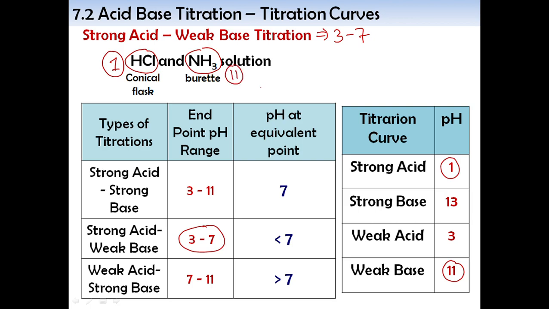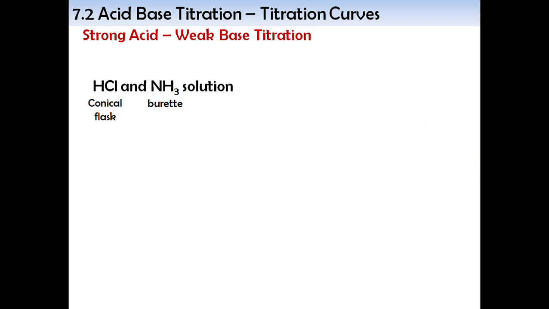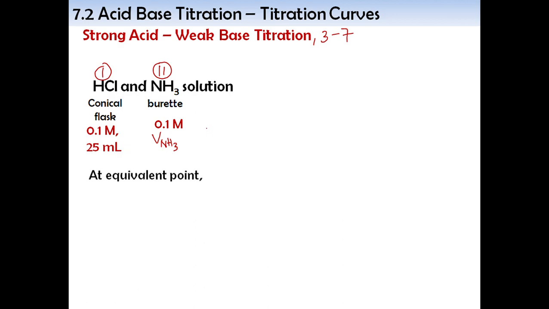So, after we determine this value, so next, okay, I'm going to sketch the curve. But first, we know that this is 3 to 7. Okay, strong acid menang. So, HCl pH is 1 and NH3 pH is 11. So, soalan akan bagi dekat awak, solution dalam conical flask, mesti soalan bagi concentration dengan volume. So, for burette, awak hanya ada concentration je. So, you want to find what is the volume for NH3 at equivalent point. Again, we can use this formula.